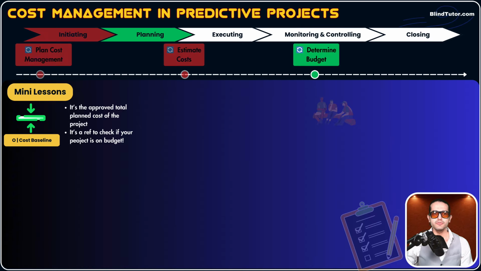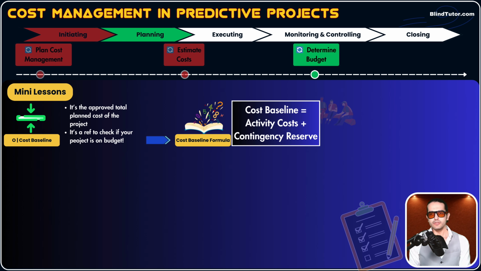It is the approved total planned cost of the project, and includes all activity costs plus contingency reserves for known risks. It's a reference to check if your project is on budget. And the formula of cost baseline, guys: cost baseline equals activity costs plus contingency reserves. And you may say, okay, what about management reserve? Where is management reserve in the formula? Guys, management reserve is not part of cost baseline. So what's cost baseline, guys?